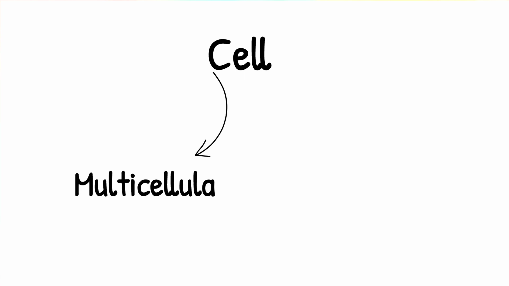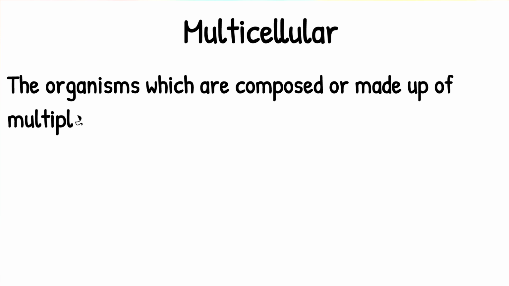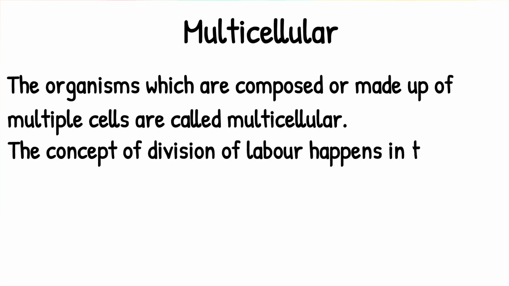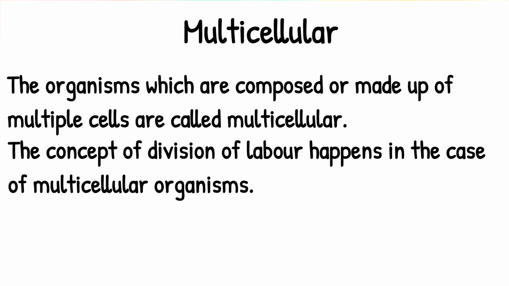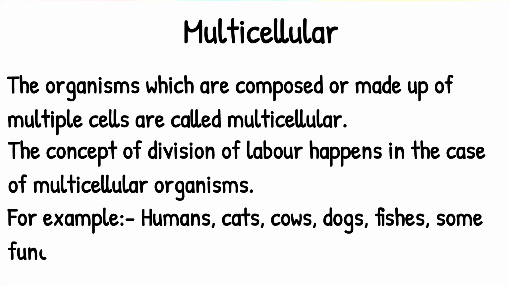On the basis of organisms, the cells are further divided into two groups: multicellular, and the other is unicellular. Multicellular: the organisms which are composed or made up of multiple cells are called multicellular. The concept of division of labor happens in the case of multicellular organisms, for example, humans, cats, cows, dogs, fishes, some fungi, etc.